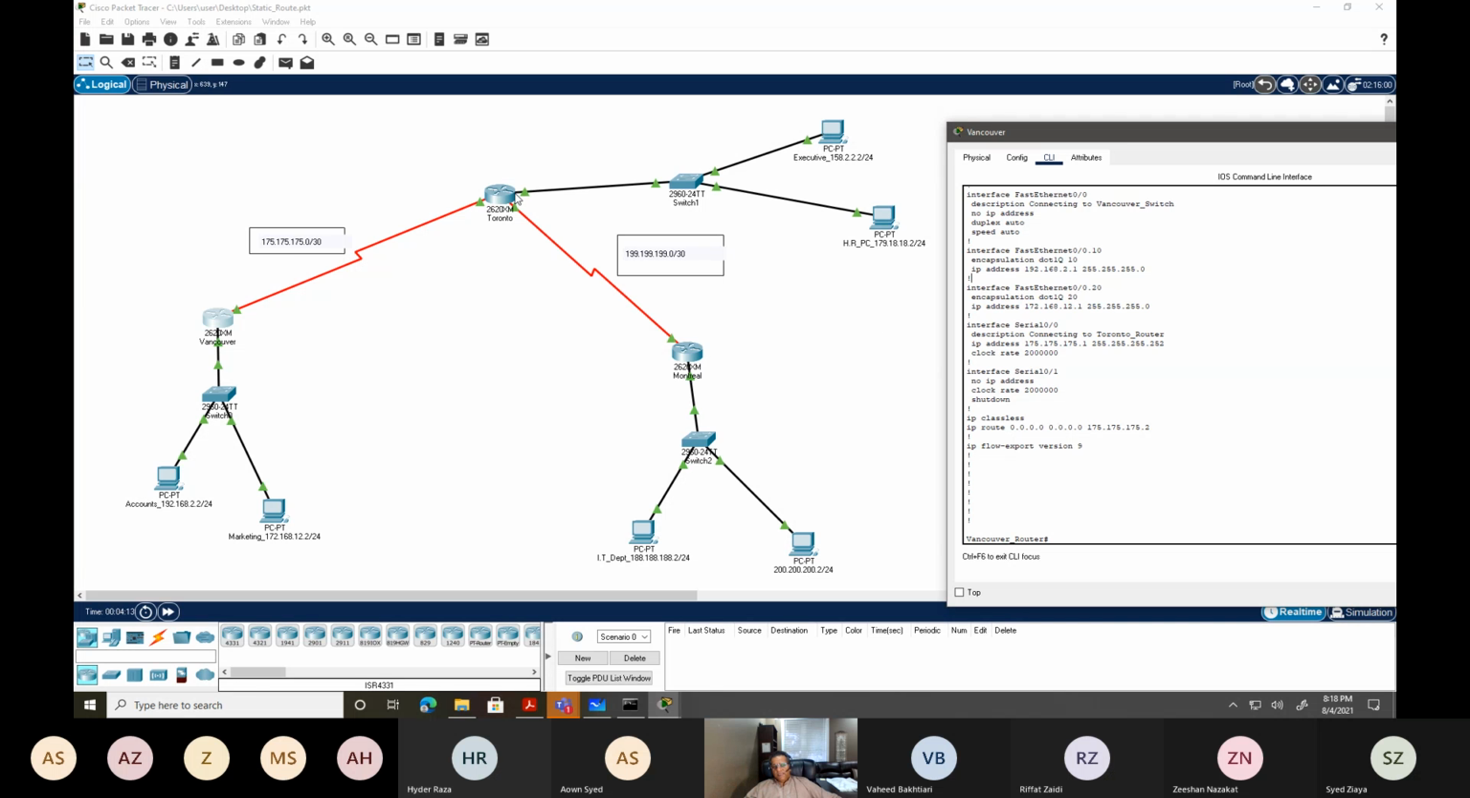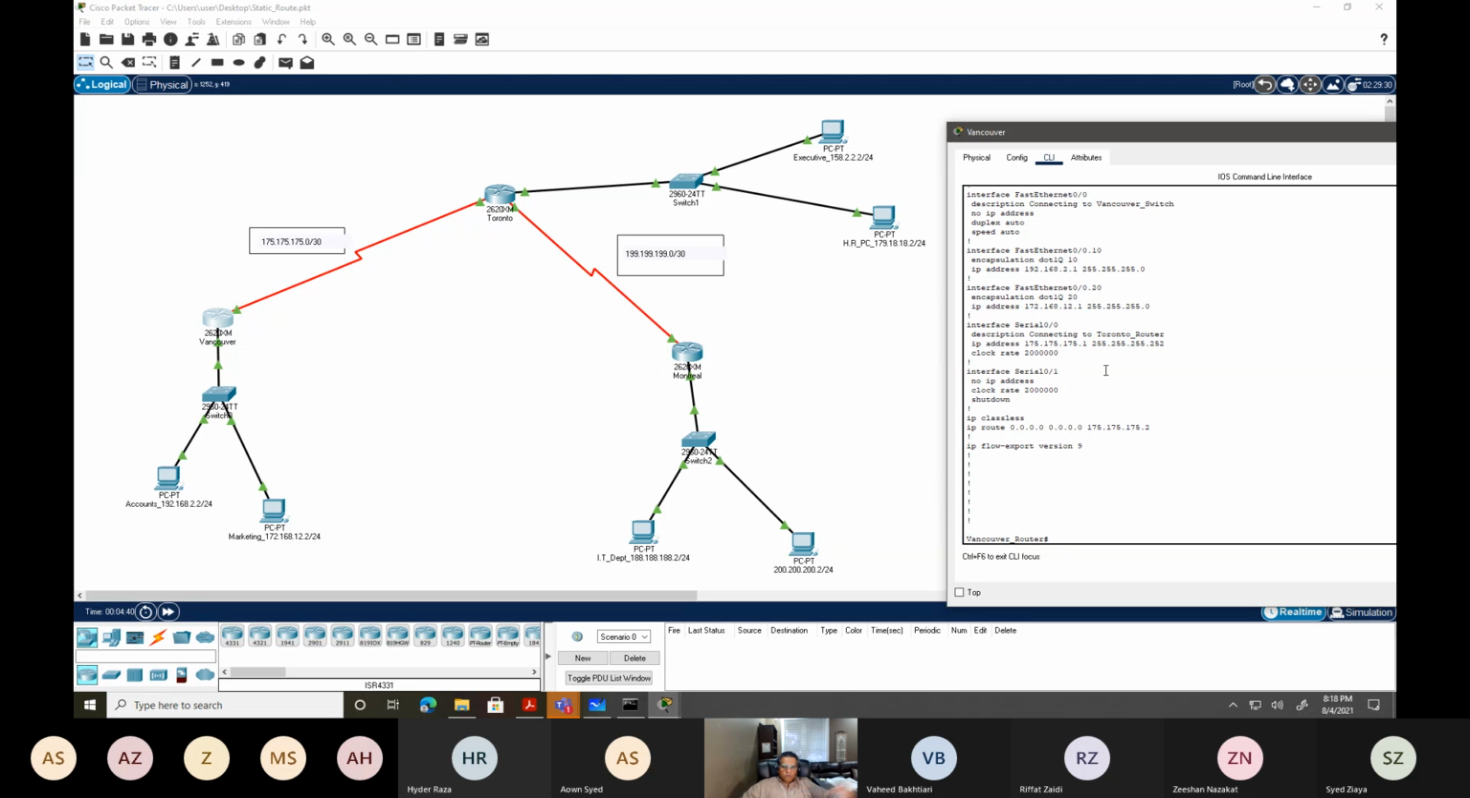So this puppy comes in here. Now let me ask you something. Can I put a default gateway on this Toronto router? What I just explained to you about the default gateway, can I put it on the Toronto router facing Montreal? Actually, you can do that because they are sitting in the same subnet.